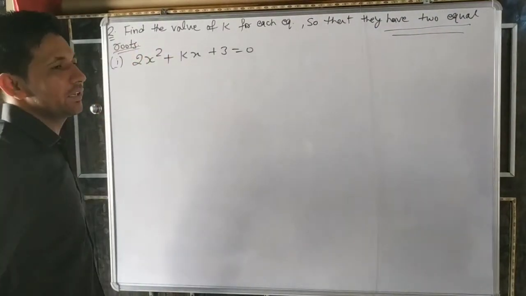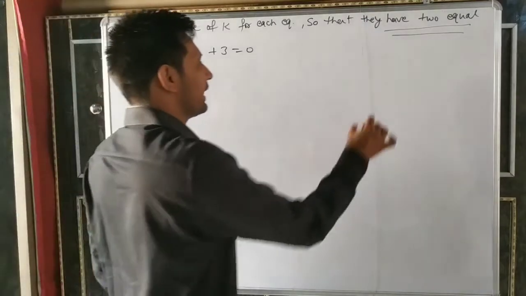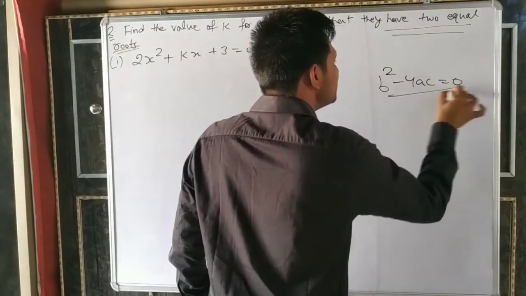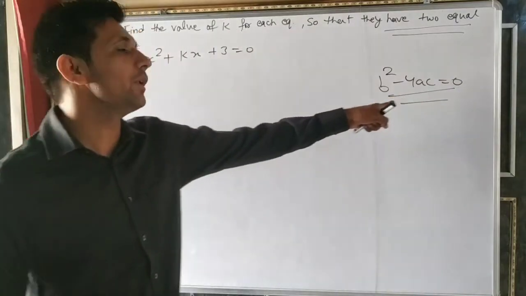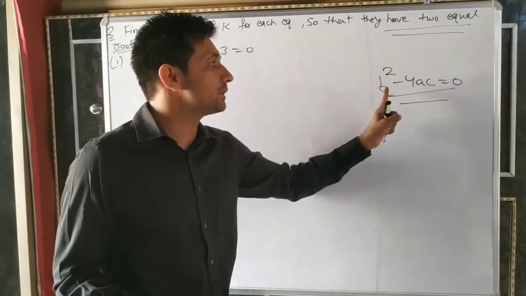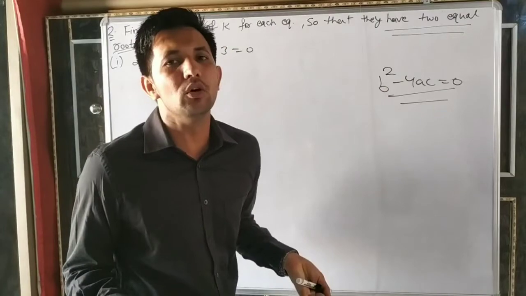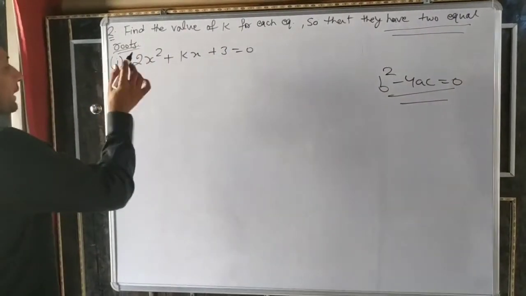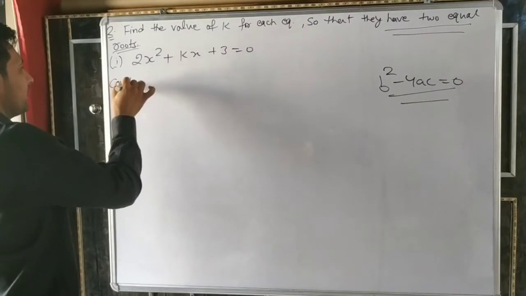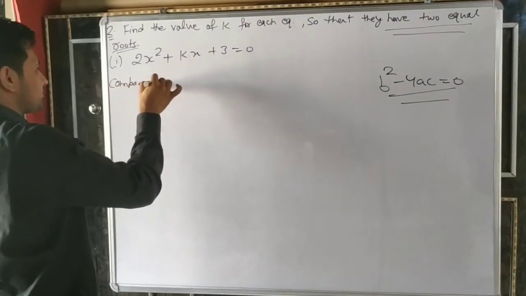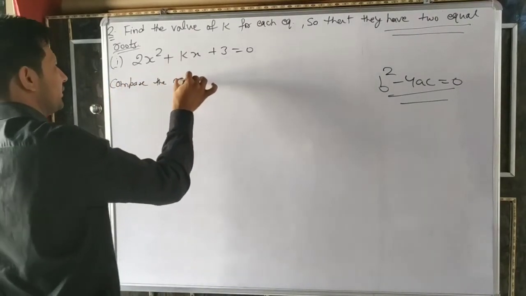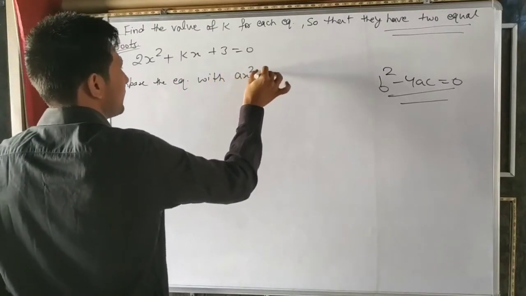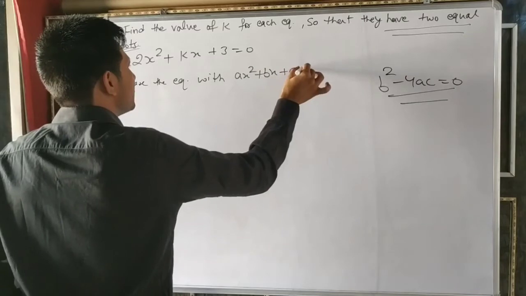And in what case are roots equal? When b square minus 4ac equal to 0. It is already given in the question because roots are equal. It means b square minus 4ac equal to 0, because it is the nature of the roots. So first we will compare the equation with ax square plus bx plus c equal to 0.